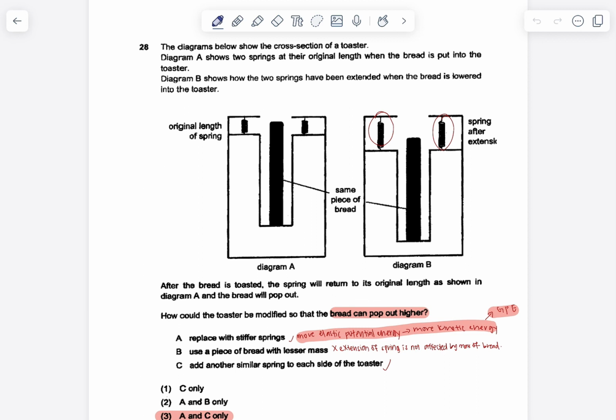So A is correct. B, use a piece of bread with lesser mass. This is not true because the extension of the spring is not affected by the mass of the bread. It is just a fixed length that is extended based on the machinery of the toaster. C, add another similar spring to each side of the toaster. Once again, this will allow more elastic potential energy to be converted to more kinetic energy and later on to more gravitational potential energy of the bread, so it can pop out higher. So A and C, the answer is 3.